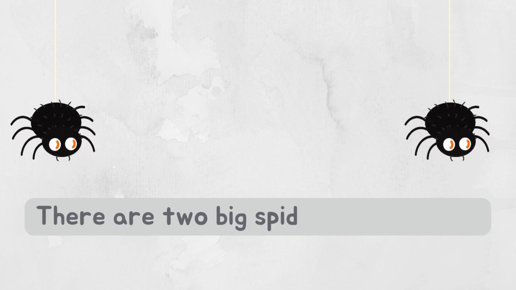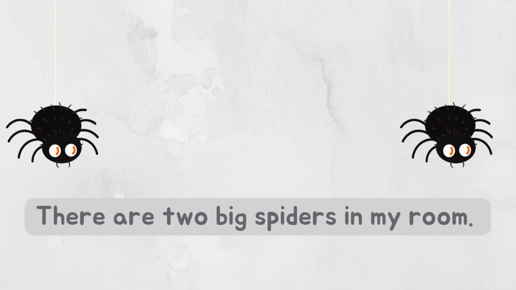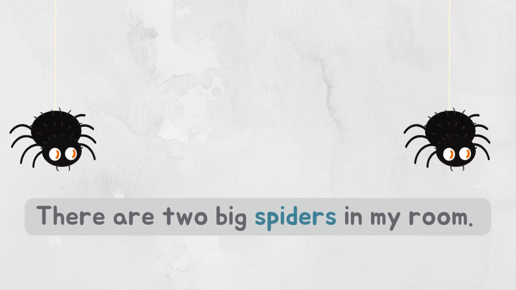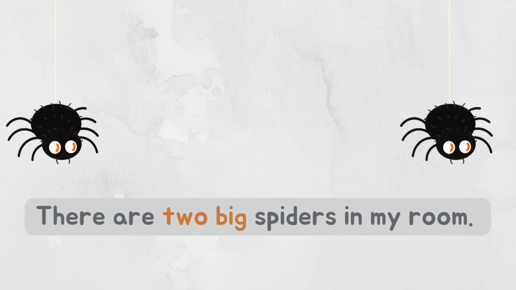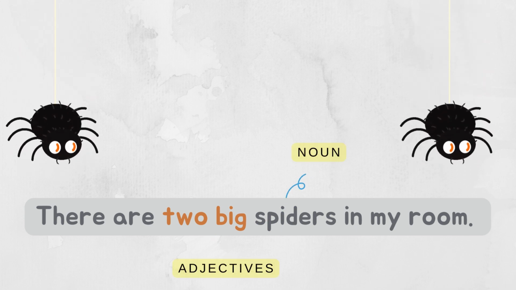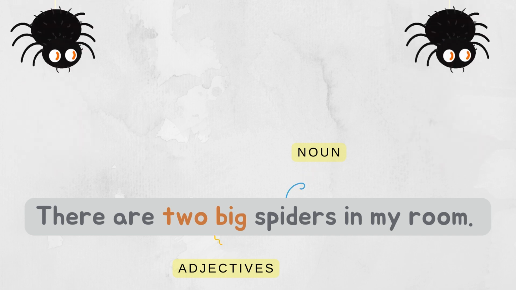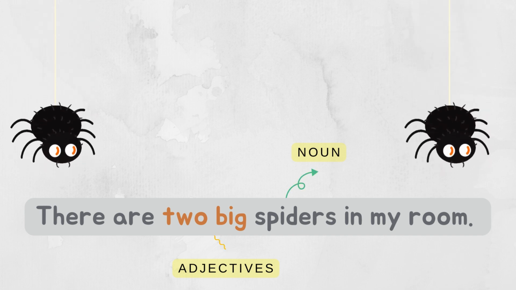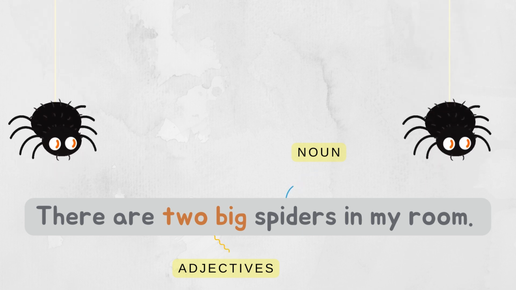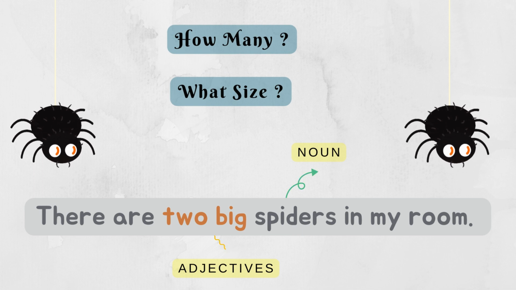There are two big spiders in my room. Focus on the noun spiders. Now focus on the words which are describing or giving more information about the noun spiders. We can see that the words two and big are giving more information about spiders. These words are what we call adjectives. These adjectives answer the questions like how many, what size, etc.